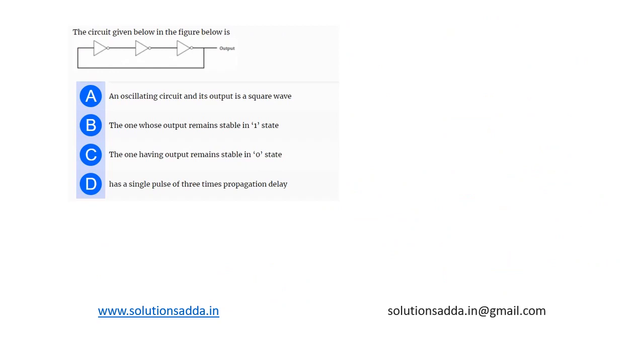This is a question from digital logic. It is asking what will be the output of the following circuit, and four options are given. So let's assume two possibilities. The input here can be either 0 or 1. Let's assume input is 0. Then here it will be 1.